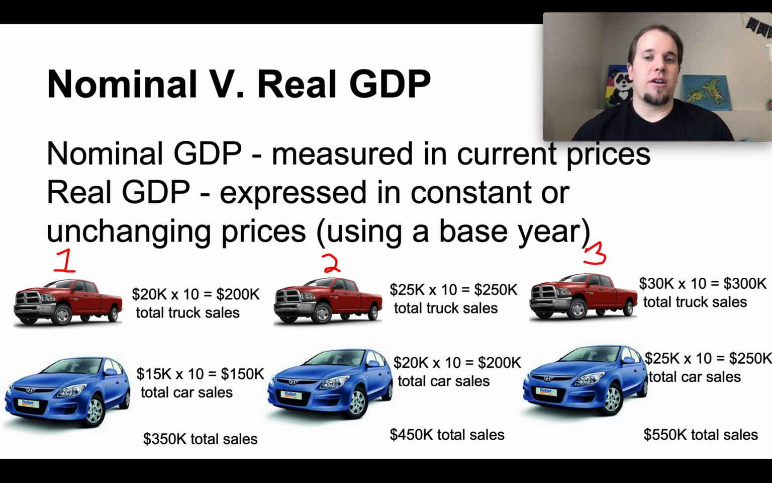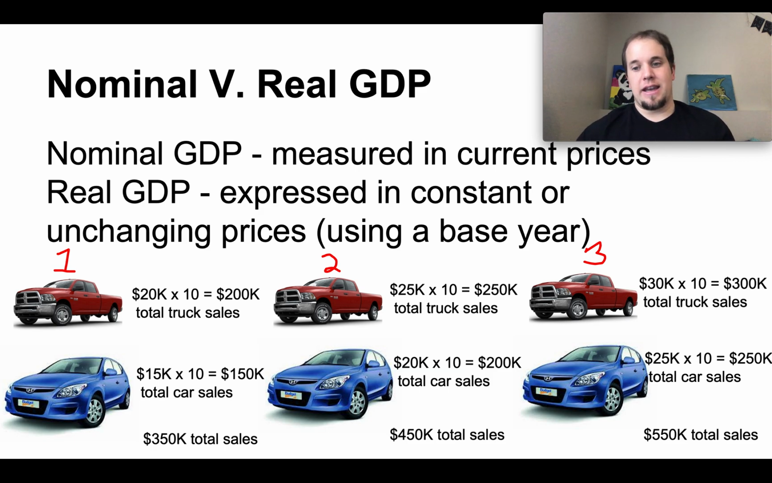Nominal is measuring in current prices. So that's what you see here, these 350, 450, and 550 in nominal prices. Real GDP, though, actually measures growth and not so much the dollar amount. So what you do with real GDP is you create a base year. So let's say that we take year 1 as the base year of total amount of purchases, selling of cars and trucks. Well, we would look at that and say, okay, we only sold 10 and 10, cars and trucks, 10 and 10.